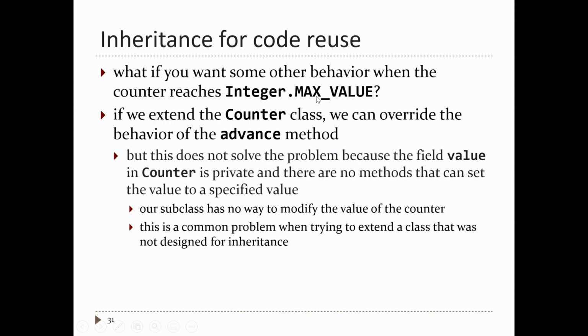And so that becomes a problem, because if I'm going to change the way that advance behaves, I probably want to change what the value of the counter is. This is a common problem that occurs when you try to extend a class that was never designed for inheritance. Our initial counter class was never designed with inheritance in mind, and this is one of the problems you run into. If you don't have access to the source code of counter, you're kind of stuck. You don't have any good way to extend the counter class. We do have access to the counter code, so let's change it so that we can use inheritance.